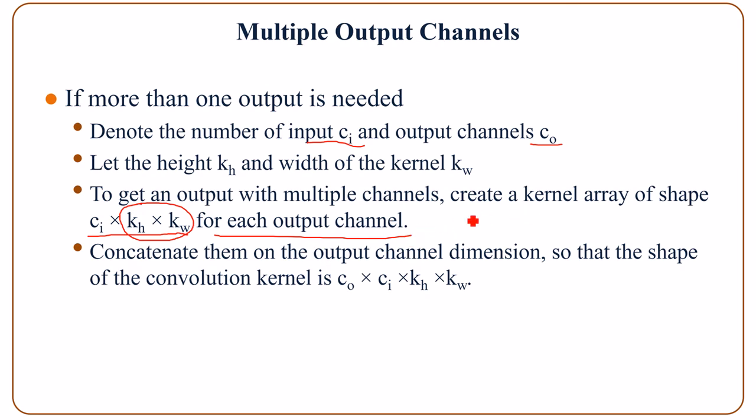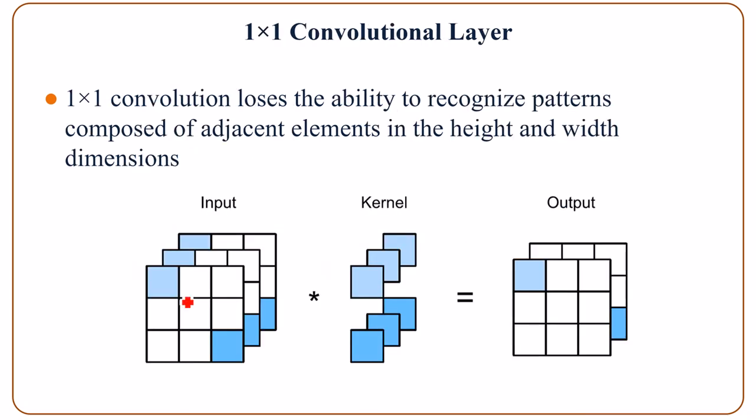And now you have Co kernels like that concatenated together, so that in the output there are Co channels. The one-by-one convolutional layer is commonly used in convolutional neural networks.